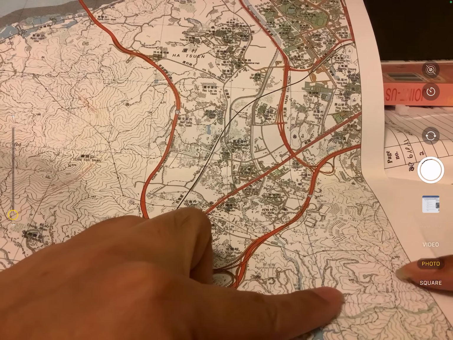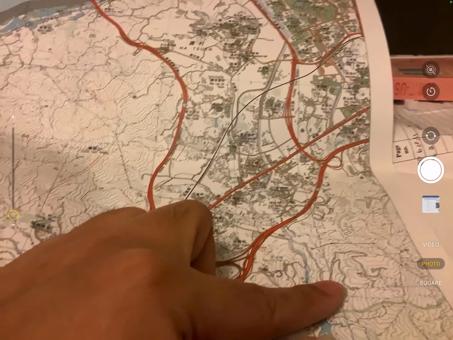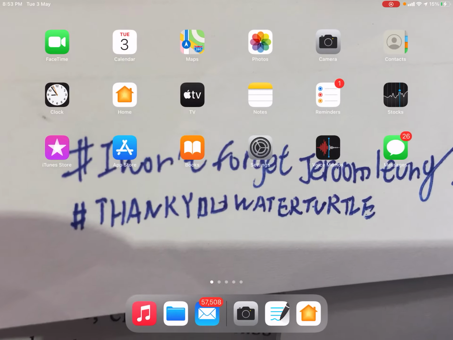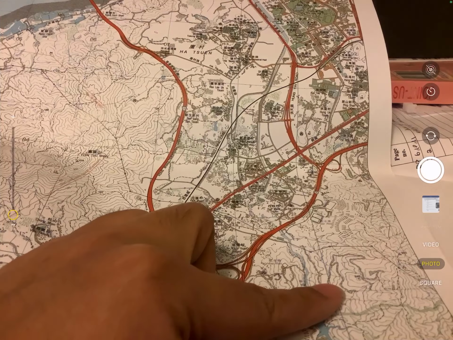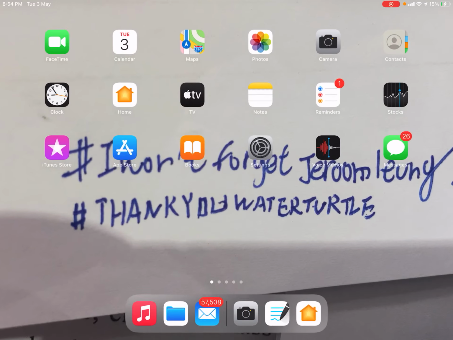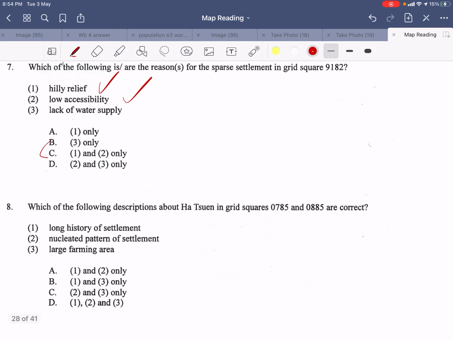Okay, so what can you see? Hilly relief, and then how about the accessibility? Not too good. And then any more? Hilly relief is true, low accessibility is true. Is this about lack of water supply? Can you find water supply in here? Indeed, there are some rivers. So it should be number 1 and 2 only, C. Okay, number 1 and 2 only, C.